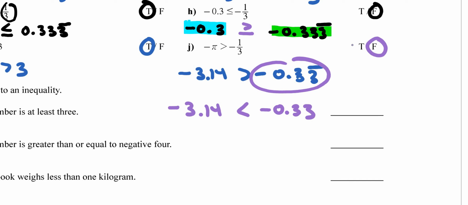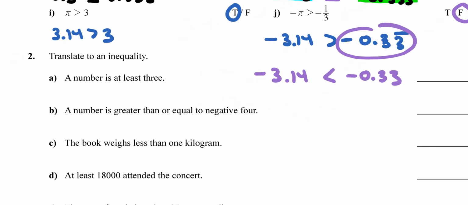Okay, so letters A to J on question number 1 are just testing whether you can determine which number is bigger or not. And if you're not sure, just put the numbers on a number line. Okay, let's move on to question number 2.